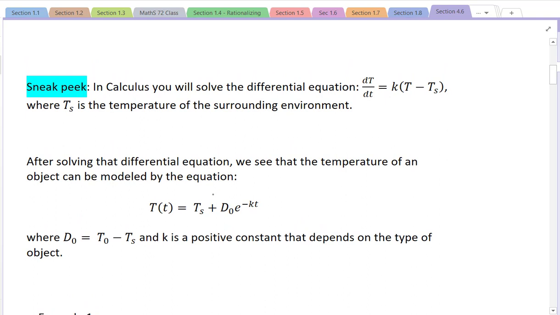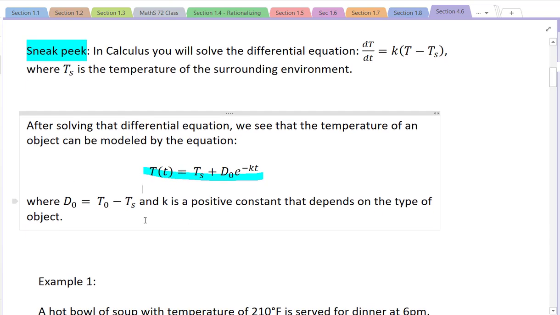After solving that differential equation, we see that the temperature of an object can be modeled by this equation. When you get to calculus, you're going to be able to solve this differential equation to get this equation. Right now in pre-calculus, we're just going to take this equation as our model, where D naught, D0, is the temperature difference, the difference between the original temperature of the object and that of the surrounding environment.